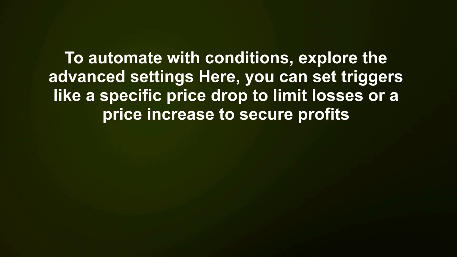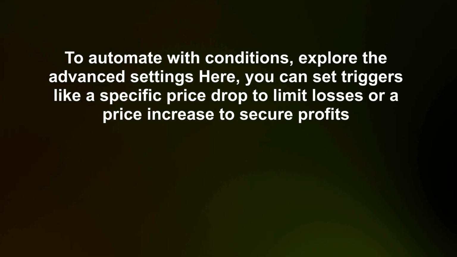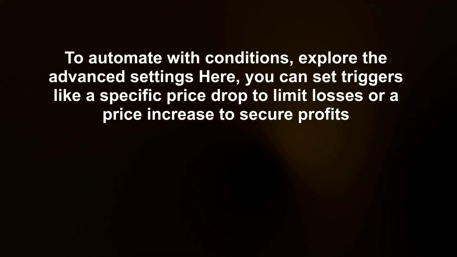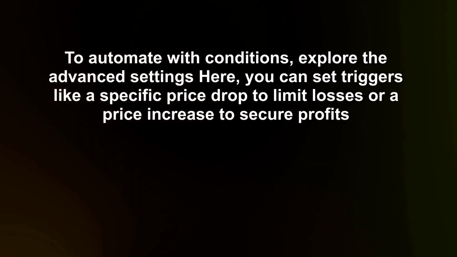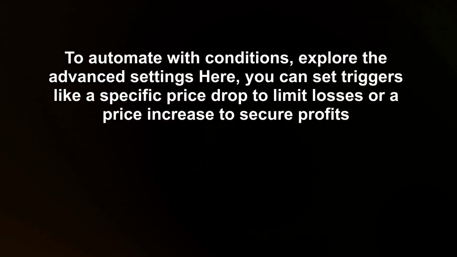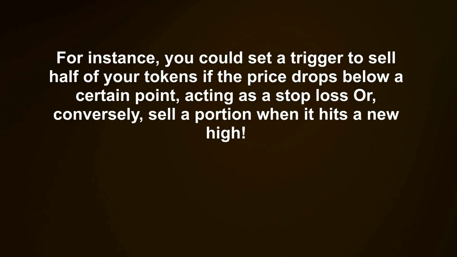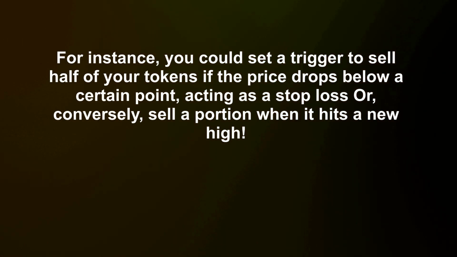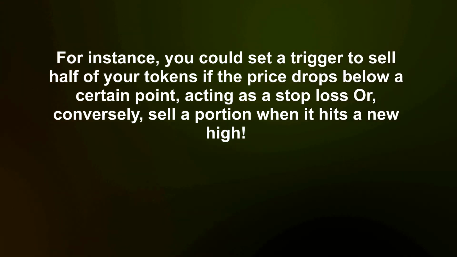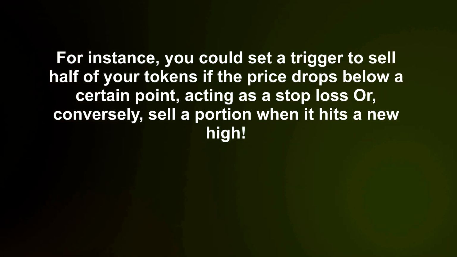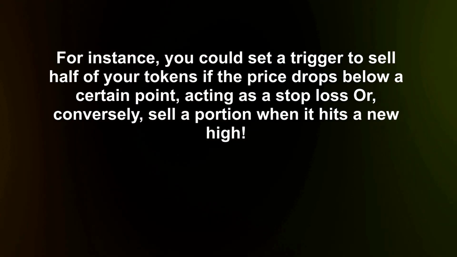To automate with conditions, explore the advanced settings here. You can set triggers like a specific price drop to limit losses or a price increase to secure profits. For instance, you could set a trigger to sell half of your tokens if the price drops below a certain point, acting as a stop loss, or, conversely, sell a portion when it hits a new high.